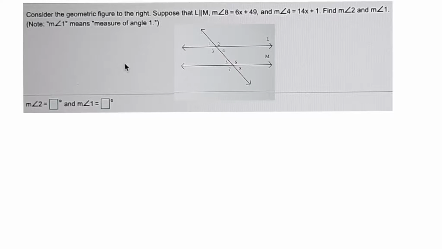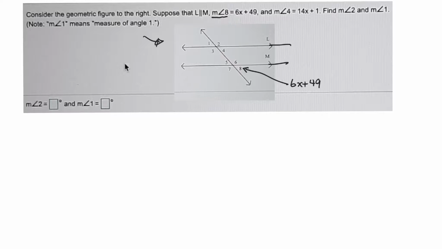All right, here's a question, and you've got to use some algebra to figure this out. So consider the geometric figure here. Suppose that line L is parallel to line M. So these ones are parallel to each other. And they say that the measure of angle 8 is 6x plus 49. So that one there is 6x plus 49.